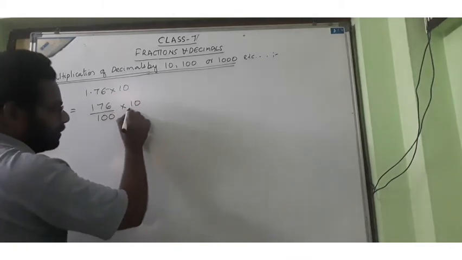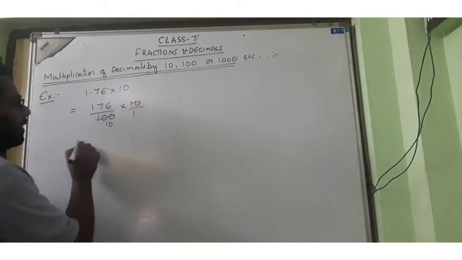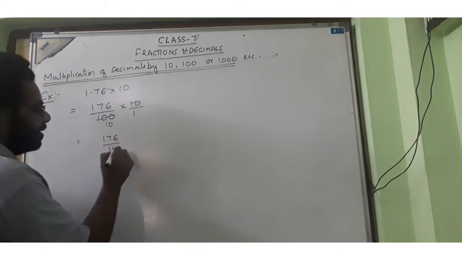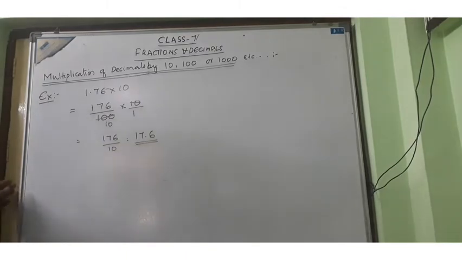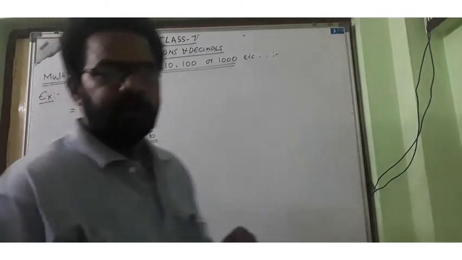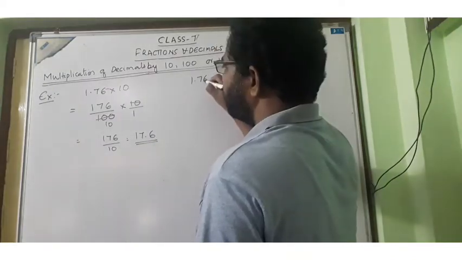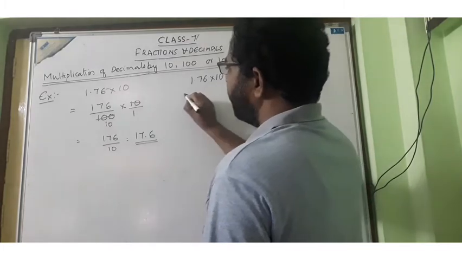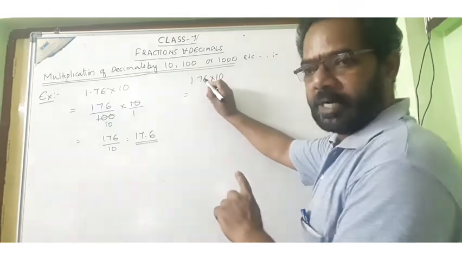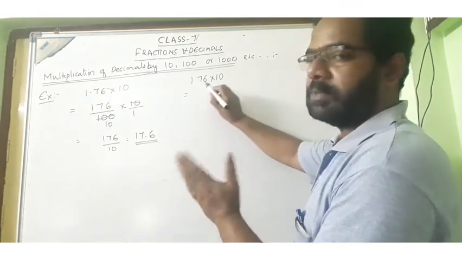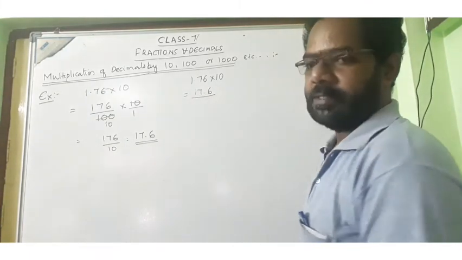So 10 means it is nothing but 10 by 1, we can understand. So 10 into 1, 10 into 10 is 100 cancelled. So finally we got 176 by 10. 176 by 10 means 17.6 is the answer. Okay. So for our understanding we can do it like this. Otherwise directly what we can do: 1.76 into 10 means just multiplying with 10, the point will jump one place to the right. Multiplying with 100 means the point will jump two places to the right. So directly we can write 17.6.